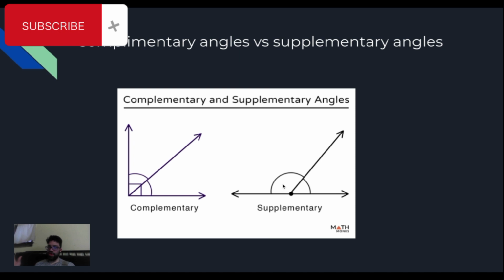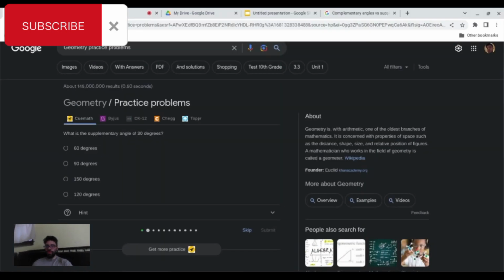For example, this particular part of this supplementary angle could be 150 degrees, where this other part can be 30 degrees, and they add up to 180 degrees. So, all in all, a complementary angle adds up to 90 degrees. A supplementary angle will add up to 180 degrees. Given that information, we can go back to the original question and answer it using simple arithmetic.